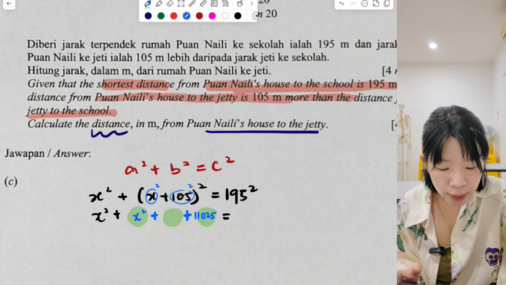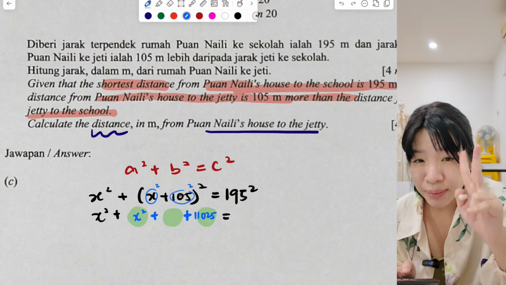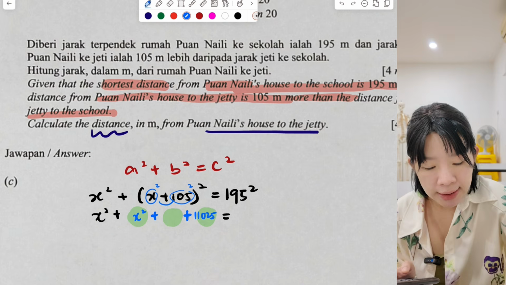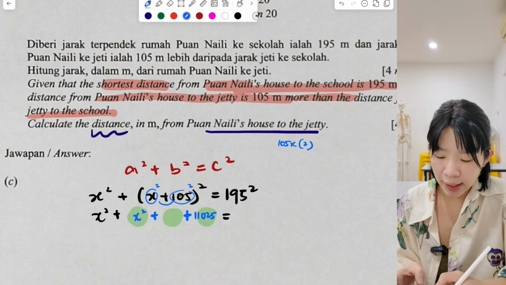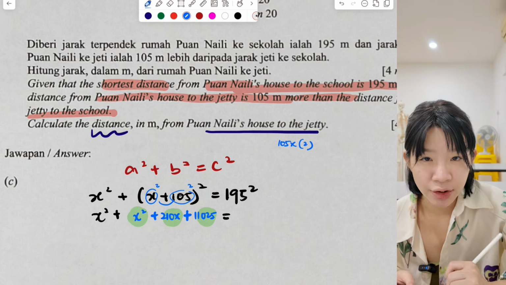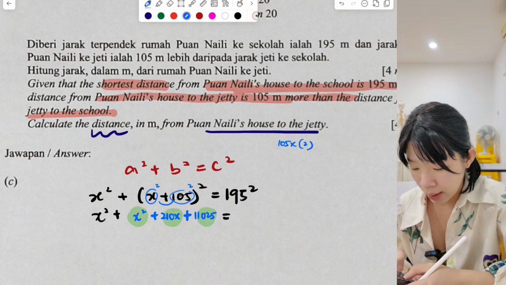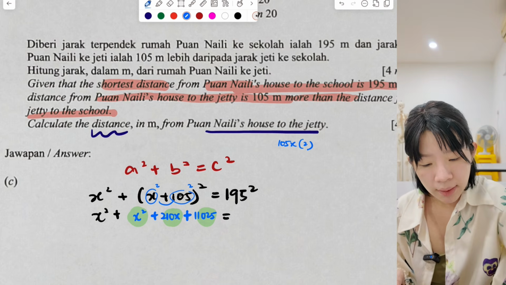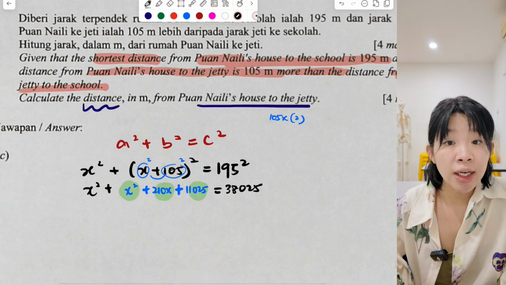11,025. Okay, how do we get the middle one? Always times together times 2. Listen, times together times 2. So x times 105, so it's 105x times 2. 105 times 2 is 210, so 210x. That's how you expand it with the shortcut. Then 195 squared, so this one is 38,025.